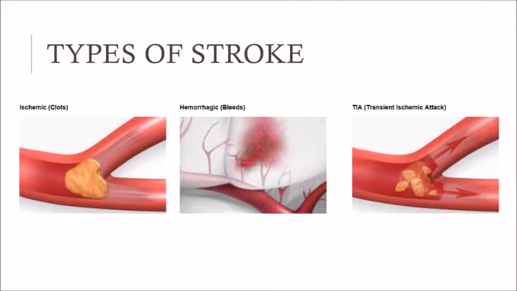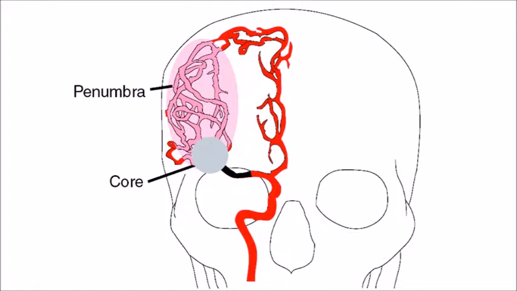We can also talk about TIA, which is a transient ischemic attack where the patient has stroke symptoms that fluctuate or are transient, and they last from minutes to a maximum of an hour. When a stroke occurs, there's a core area of infarct that dies immediately because of the lack of blood flow, and then there's an area around that core called the penumbra, which, if the patient receives timely treatment, can be saved from the stroke evolving into that area.